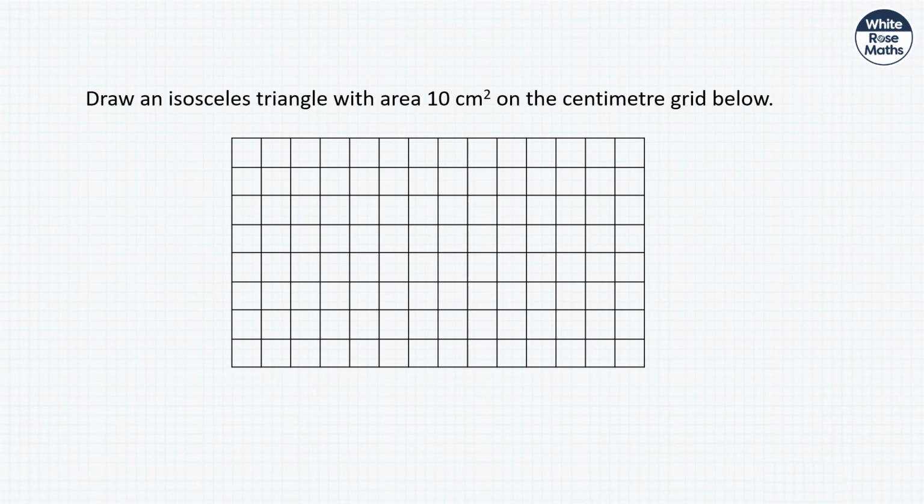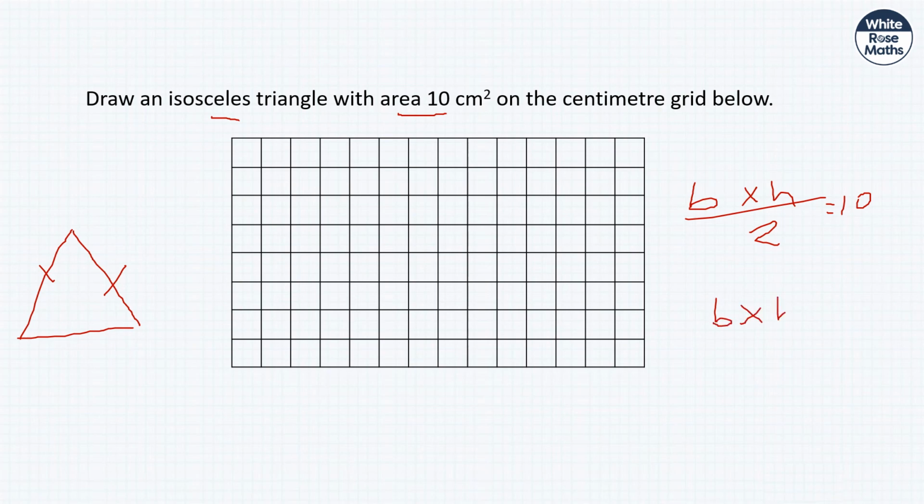Okay, this one's a bit more tricky now. So draw an isosceles triangle with an area of 10 centimeters squared. Isosceles means that two side lengths are going to be the same. So for the sake of ease, we'll have these two diagonal bits the same, and this part being different. Now an area of 10 centimeters squared, well, remember that I'm going to do base times height divided by 2, and that has to equal 10. So if I rearrange this, if the base times the height equals 20, then I've worked out my answer.